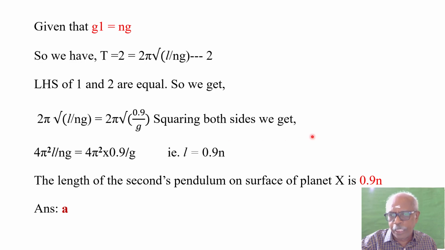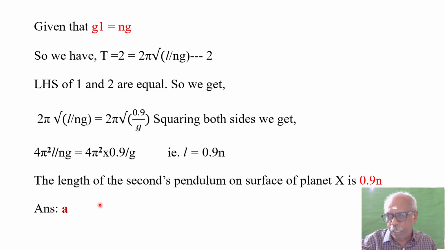Squaring both sides, we get: if you square 2 pi, you will get 4 pi square, and you just remove the square root, so 4 pi square into L divided by n g. This side, 4 pi square into 0.9 divided by g. So 4 pi square on both sides gets cancelled, g on both sides gets cancelled. So that means L by n is equal to 0.9. That is, L is equal to 0.9 into n.